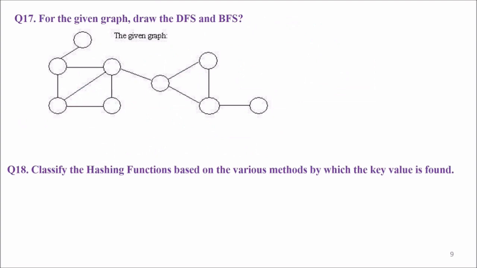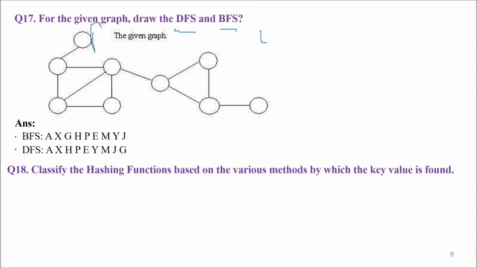For a given graph, draw the DFS and BFS. That is, DFS is depth first search, BFS is breadth first search. So the answer would be: just consider that these are the values from A to I. We have the values A, B, C, D, E, F, G, H, I. So you can mark it and just apply BFS and DFS. So this is the answer.